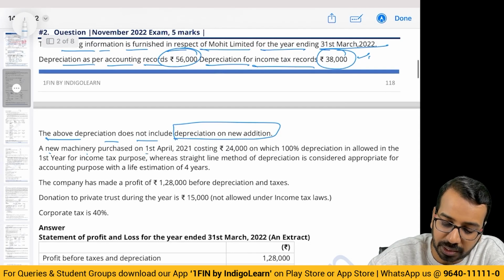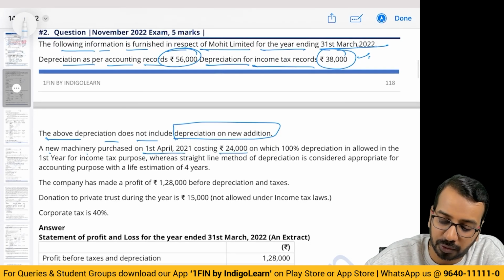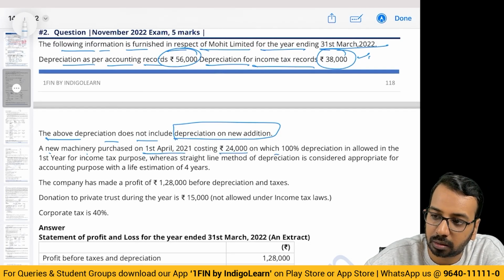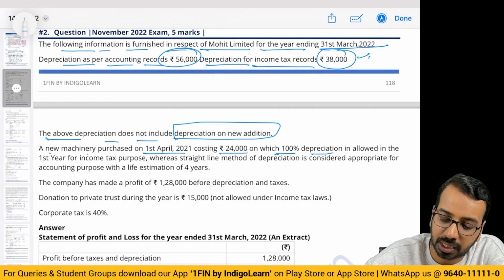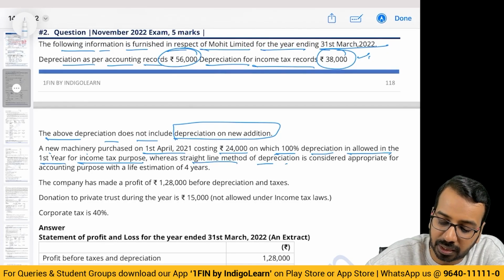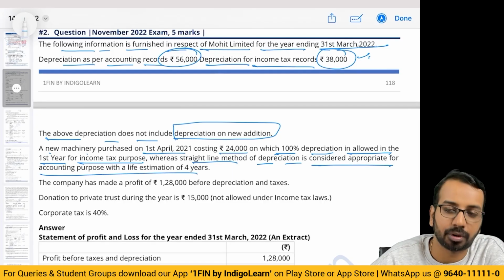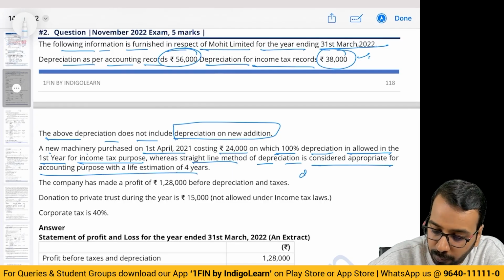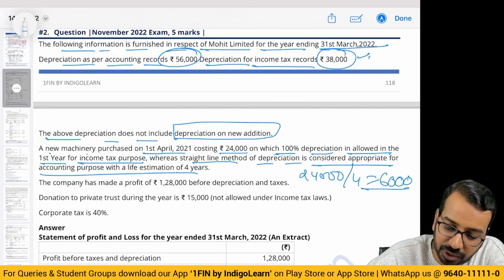A new machinery purchased on 1st of April costing 24,000, on which 100% depreciation is allowed in the first year for income tax purpose, whereas SLM method of depreciation is considered for accounting purpose. Estimated life is 4. So 24,000 divided by 4, accounting depreciation is 6,000.